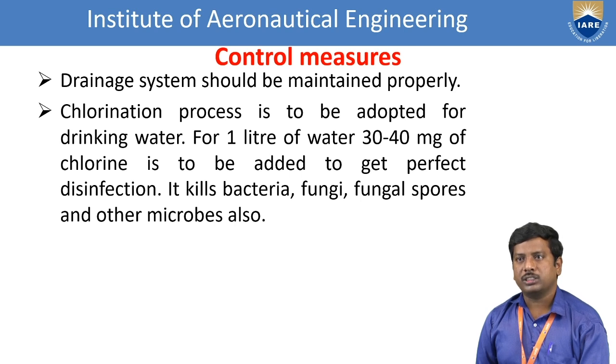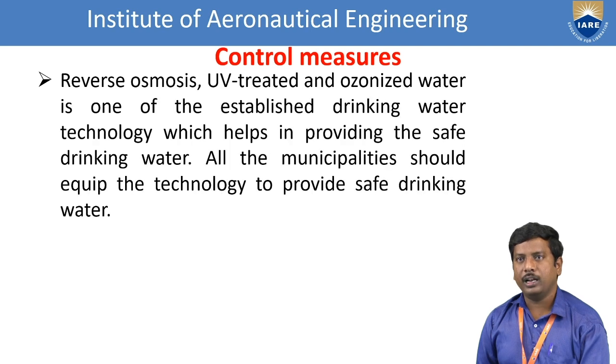So the chlorination process is to be adopted for drinking water. For 1 liter of water, nearly 30 to 40 milligrams of chlorine is to be added to get perfect disinfection. It kills bacteria, fungi, fungal spores, and other microbes also. So this is the ratio, very important. For 1 liter of water, we require 30 to 40 milligrams of chlorine. Only then is chlorine applicable to remove the bacteria present in the water by the process of chlorination. And the next treatment is reverse osmosis.